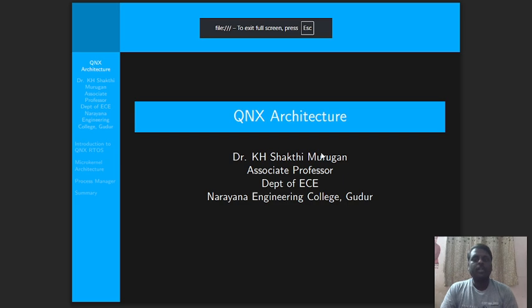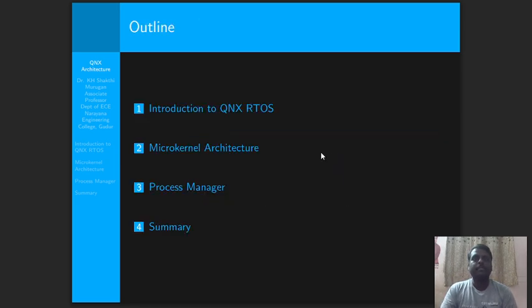QNX stands for Quantum Network Executive, which is a real-time operating system owned by BlackBerry. So this is the outline of the presentation. We have the introduction followed by the microkernel architecture, process manager, and the summary.